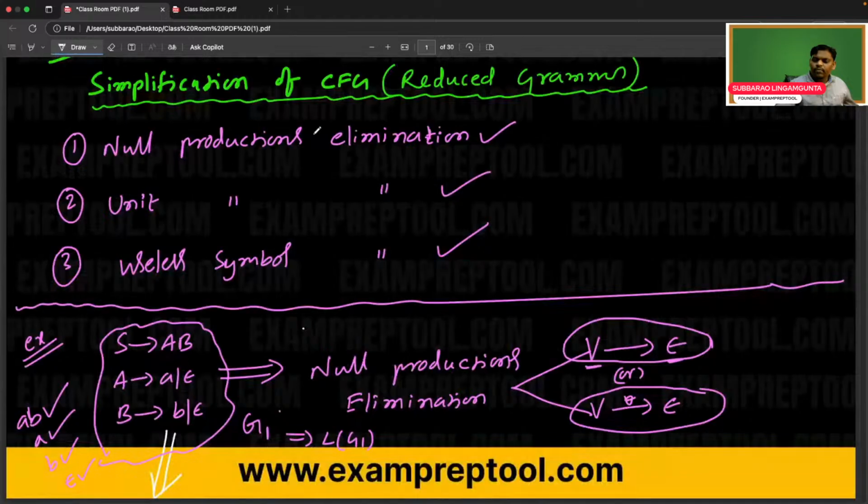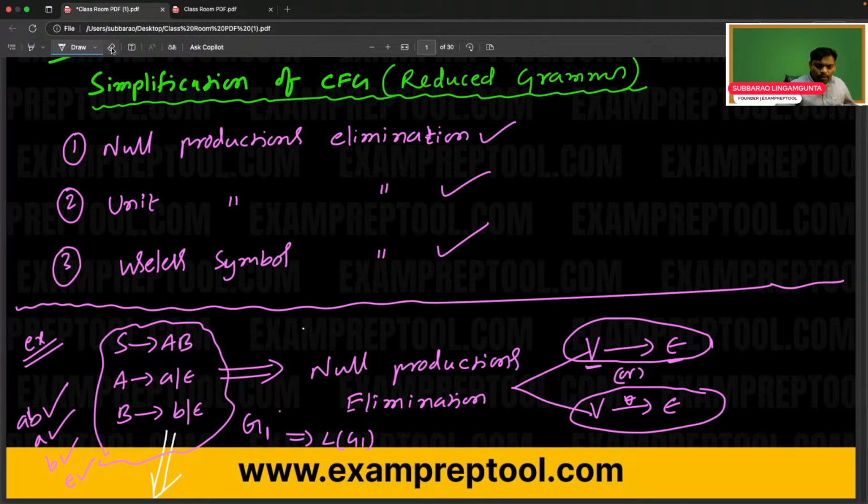So simplification of CFG, which is also called reduced grammar. Null production, first you have to do this. Next unit, next useless. I said for everything one. I will take one example and explain all the three steps.